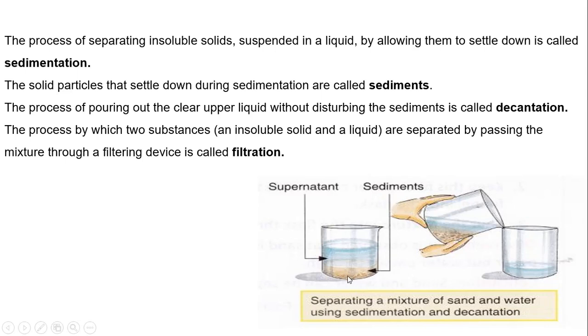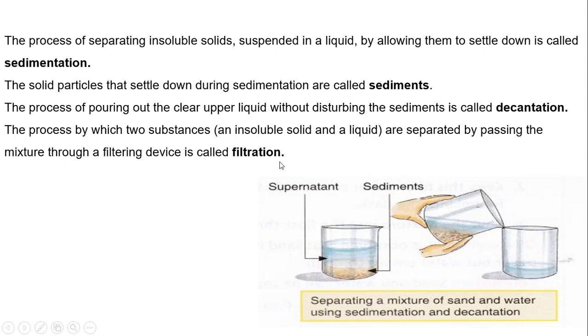The solid component that settles down during sedimentation is known as sediments. And after sedimentation, when we pour the clearer upper liquid without disturbing the sediments, it is called decantation. The process by which two substances are separated by passing the mixture through a filtering device is known as filtration.